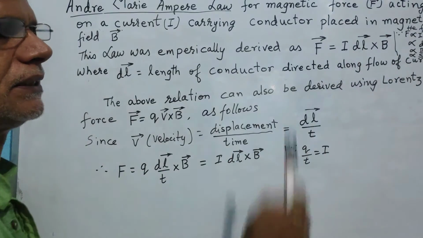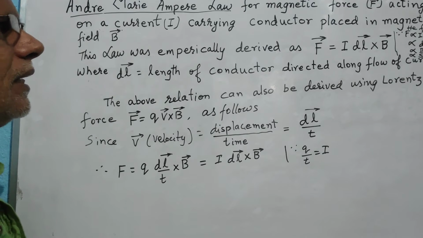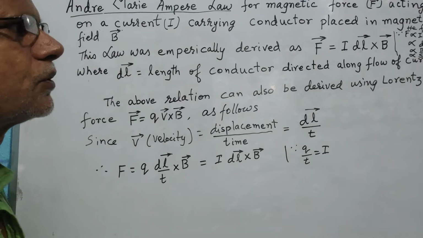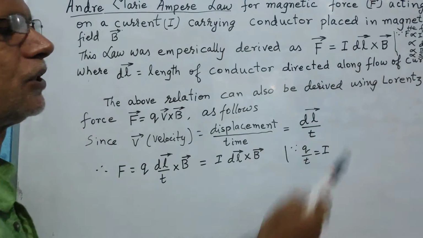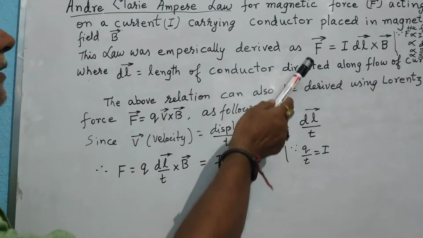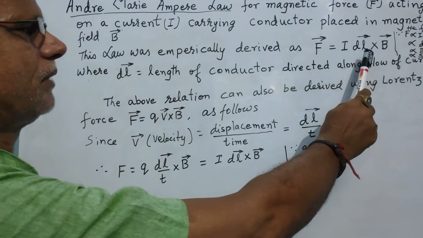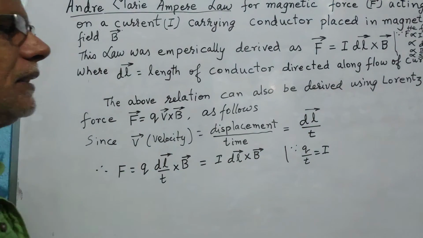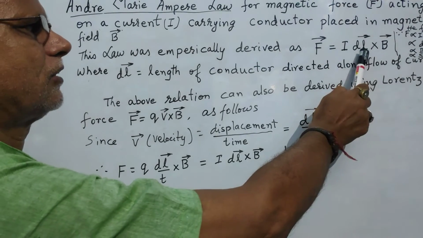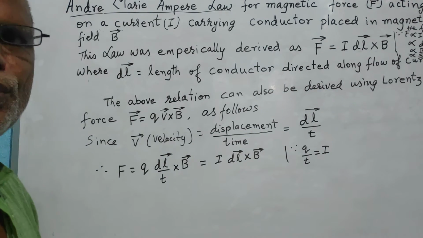When you add all these things, you have this total force acting, and the constant of proportionality is 1, by the proper choice of the units of the other factors, that is I, dl and B. So this is the Marie Ampere law. F is equal to I dl cross B, where the magnitude of dl is the length of the conductor, and the direction of dl is along the direction in which the conventional current flows through the conductor.